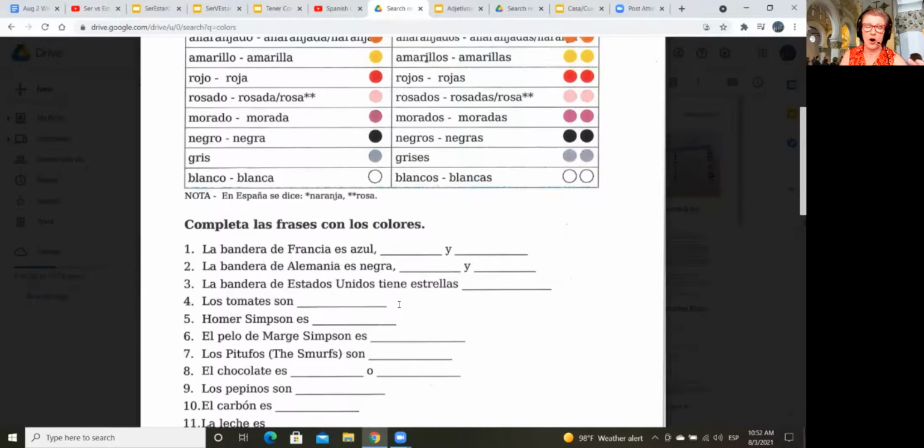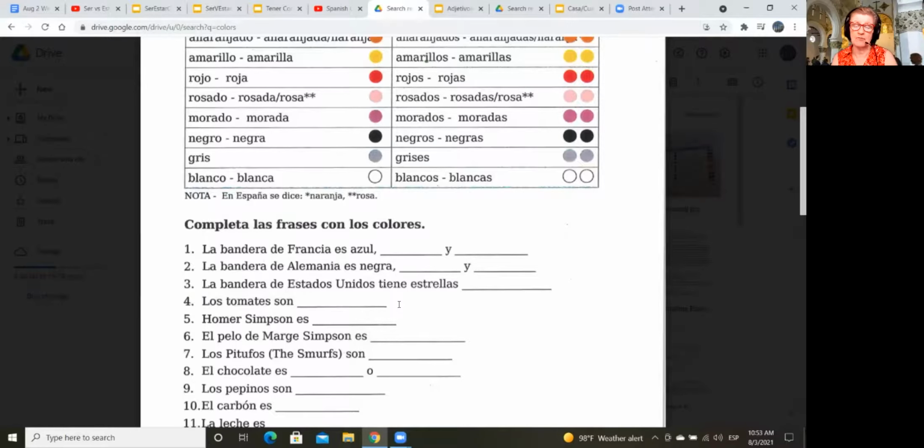Okay? Homer Simpson always has a particular skin color. Homer Simpson is? Amarillo. Es amarillo. Muy bien. Homer Simpson es amarillo. El pelo. I'm not talking about Marge. I'm talking about her hair that goes up like that. El pelo. And we're talking about pelo. El pelo de Marge Simpson es? Azul. She has blue hair.